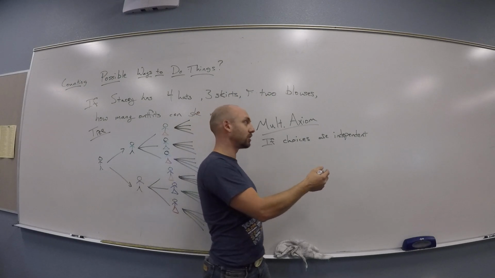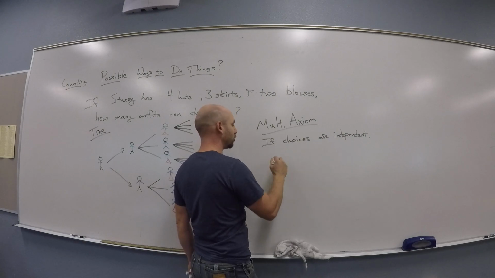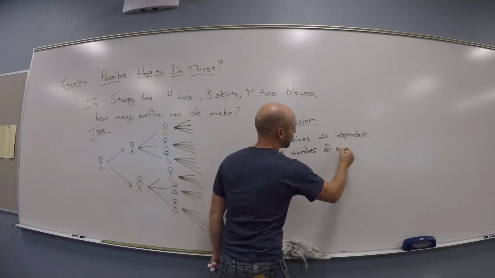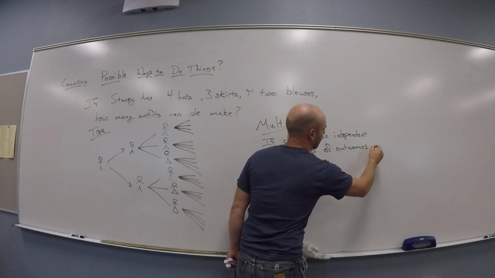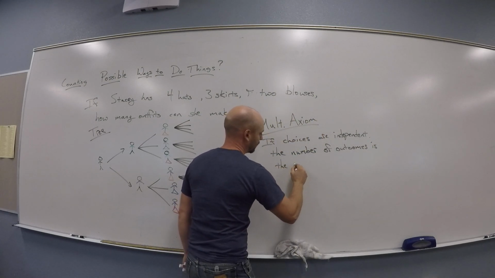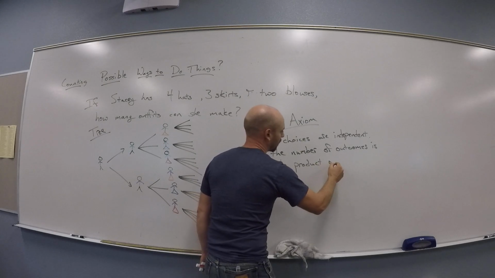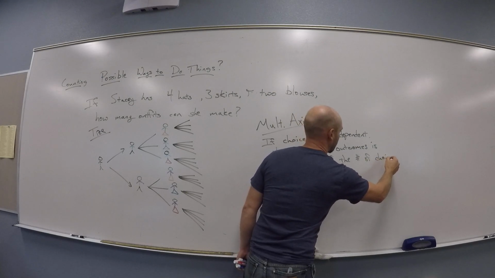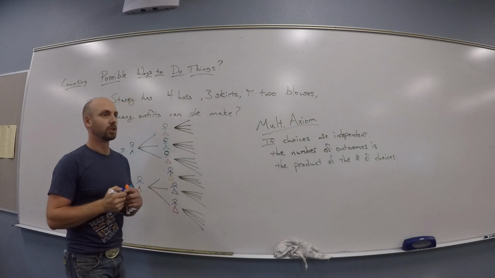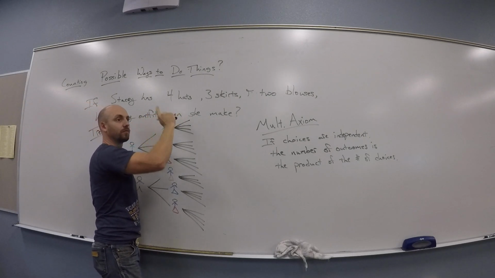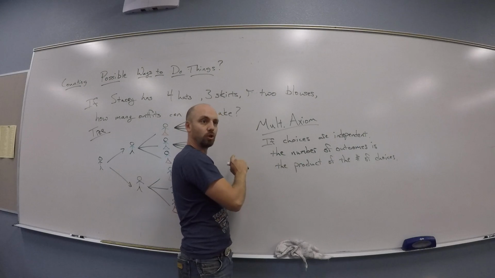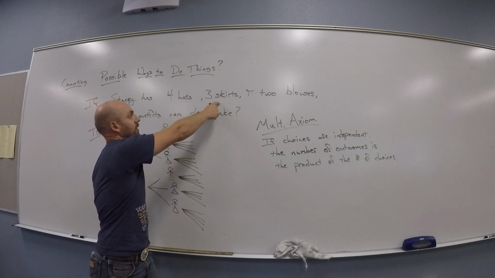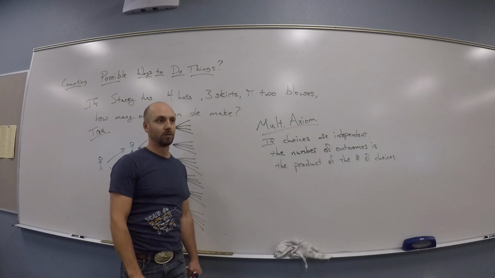But in the case where the choices are independent, the number of outcomes is the product of the number of choices. Does that make sense? So for a hat, she has 4 choices. For a skirt, she has 3 choices. For a blouse, she has 2 choices. And so total, she can make 24 outfits. Right, that's 4 times 3 times 2 choices. You guys all with me on this?